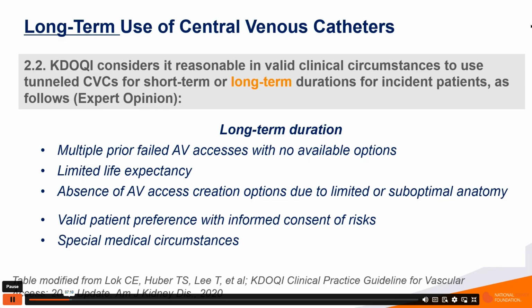And there are also valid long-term uses of a central venous catheter. So some patients have no other access type available because they've already failed everything else. And so the only option is a central venous catheter. They may have a limited life expectancy. They may have no options for AV access creation because of limited or suboptimal anatomy. And patient preferences, so that gentleman that I talked to you about, after having informed consent and really telling the patient about the risks and benefits of using a central venous catheter. And then, of course, there are special medical circumstances.